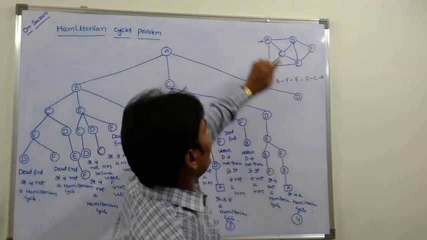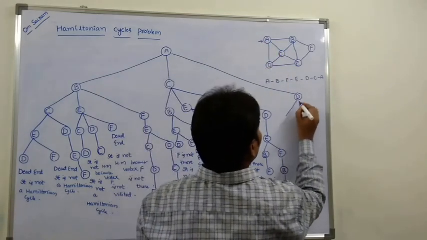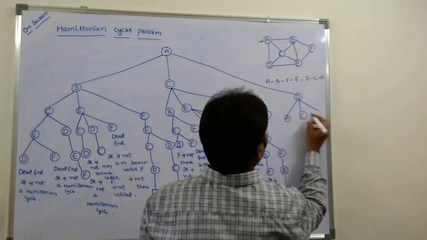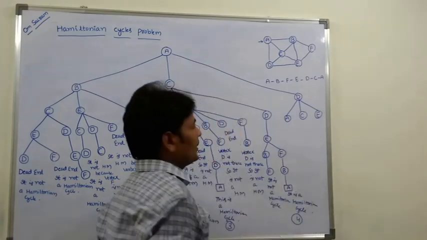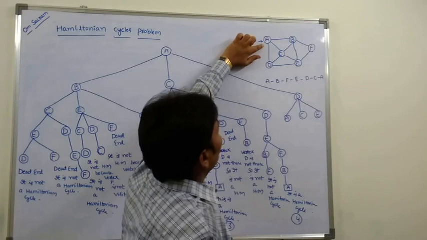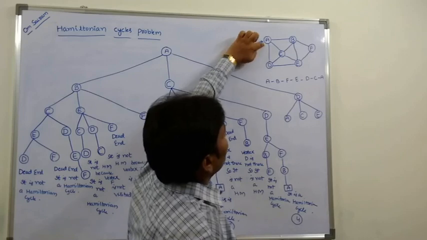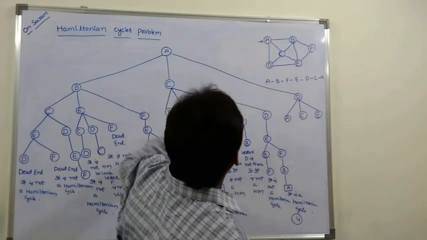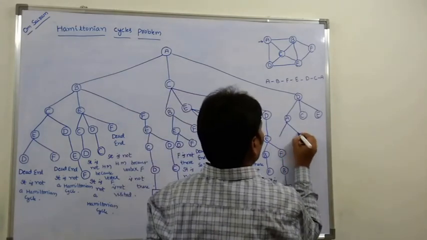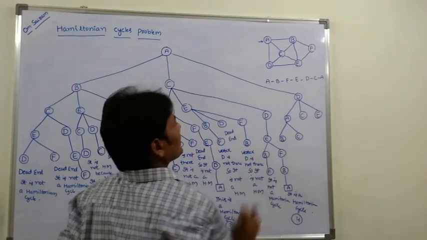Consider vertex D. What are the adjacent nodes for D? A, C, E. Now consider vertex A. What are the adjacent nodes for vertex A? Vertex A is B, C, D. So D is already completed, but B and C are not there. So B and C.